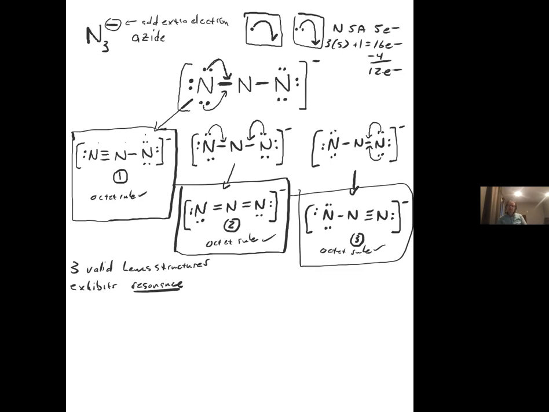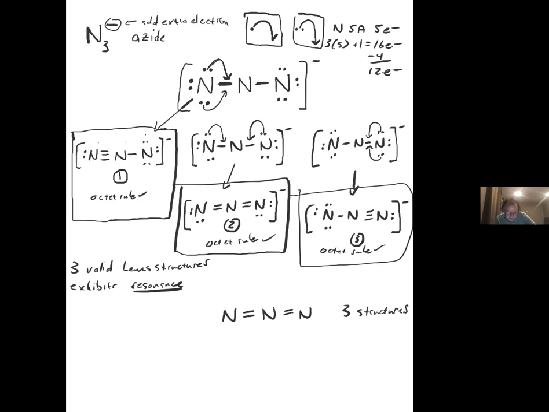Okay, so if someone said, hey, what about the azide ion? Does it exhibit resonance? You would say yes. It appears as though there are 3 valid Lewis structures, so this particular ion exhibits resonance. If we wanted to communicate something about the structure of that, what we could do is we could just show all 3, or we could do some averages and just indicate how many structures are involved.